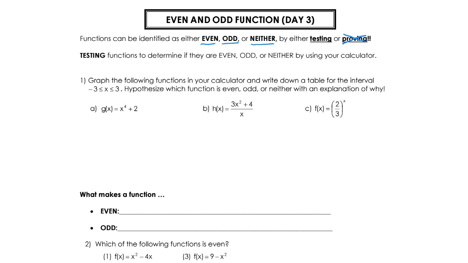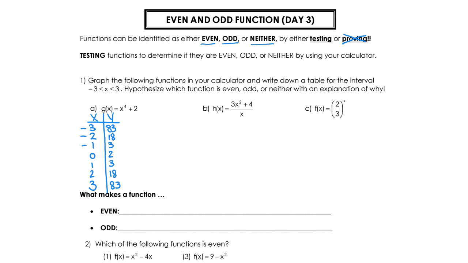And then we're just going to copy down our values. So we have a table, x, y, and we're going from -3 to +3. -3 is paired with 83. -2 is paired with 18. -1 is paired with 3. And then 2. And then 3. And then 18. And then 83. So you might notice something there. It might play an important role in determining if it's even, odd, or neither.